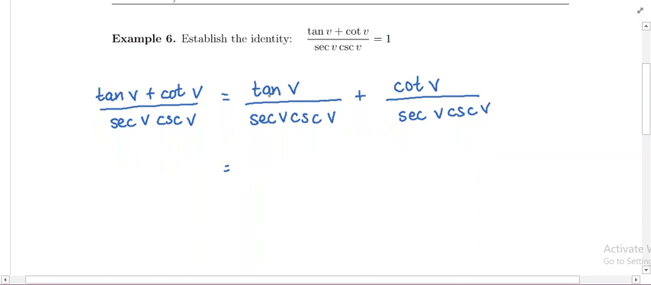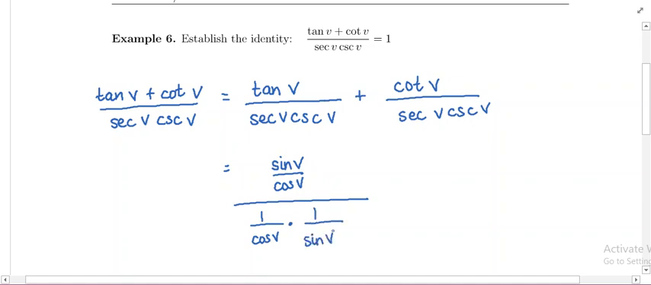Let me start with the first fraction. In the numerator, I've got tangent of V, so that's going to be sine of V over the cosine of V. That's the new numerator. The denominator here is going to be the secant of V, which is 1 over the cosine of V, times the cosecant of V, which is 1 over the sine of V. So that is the first fraction turned completely into sines and cosines.